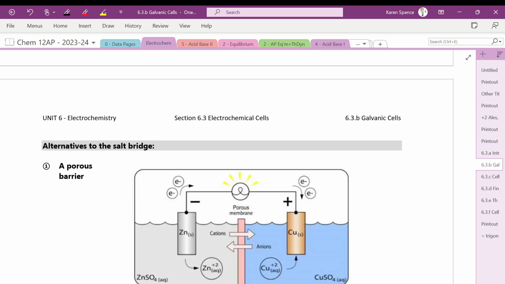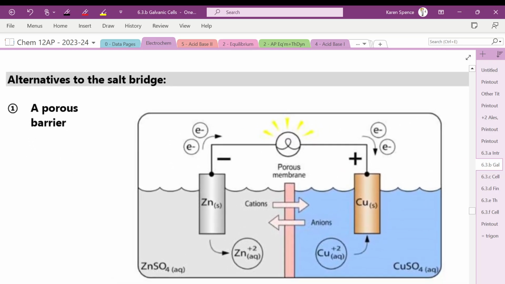Alternatives to a salt bridge. A porous barrier. So you might put in a porous membrane separating one from the other. This would preclude you having to have two beakers. You could have one beaker with a porous barrier that separates the zinc solution from the copper solution.